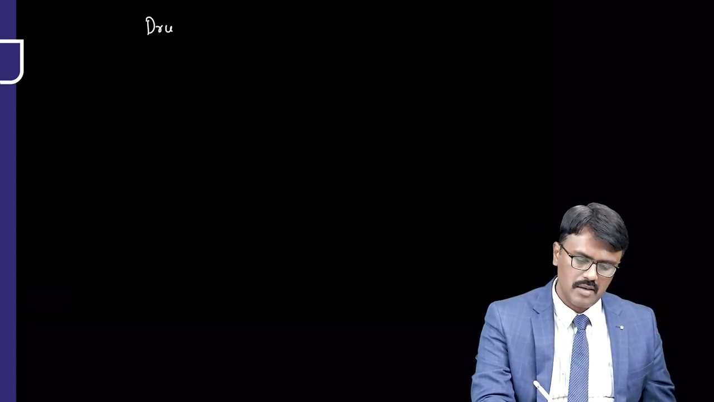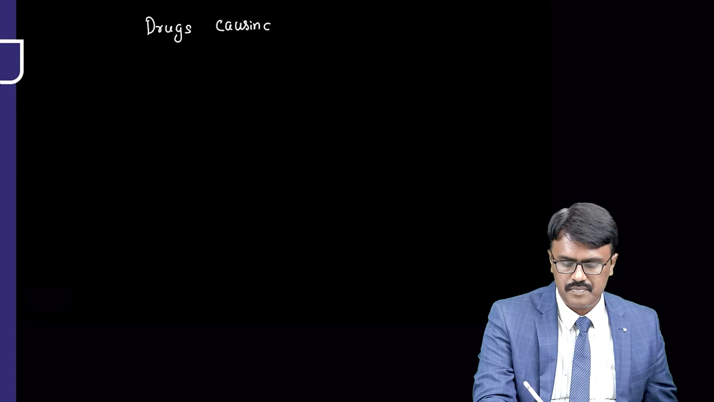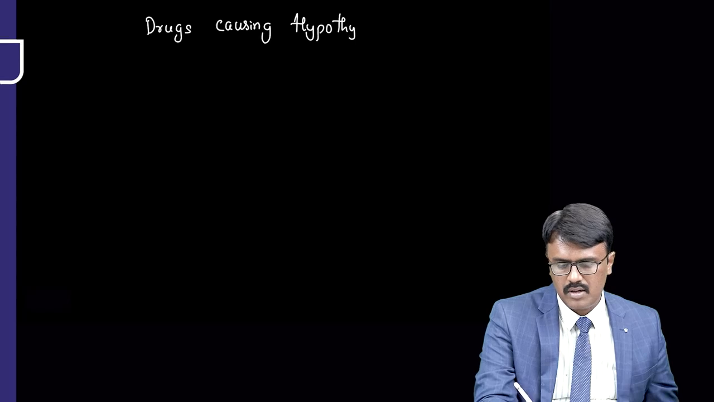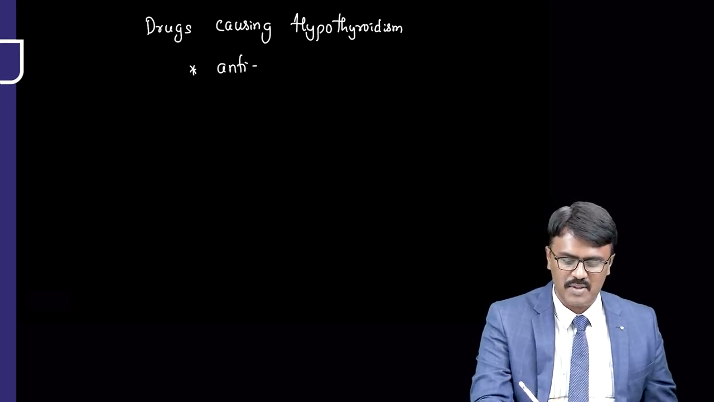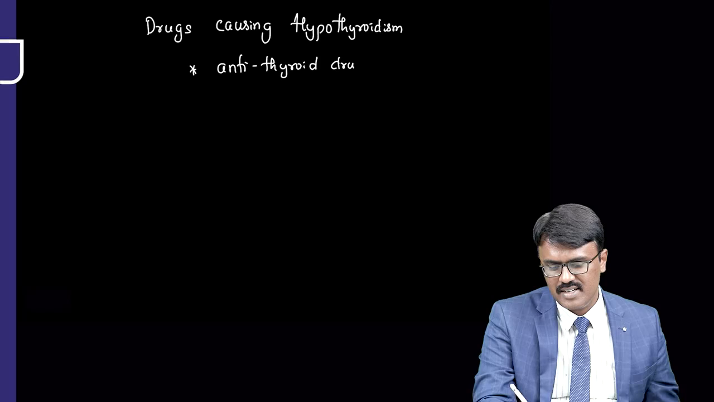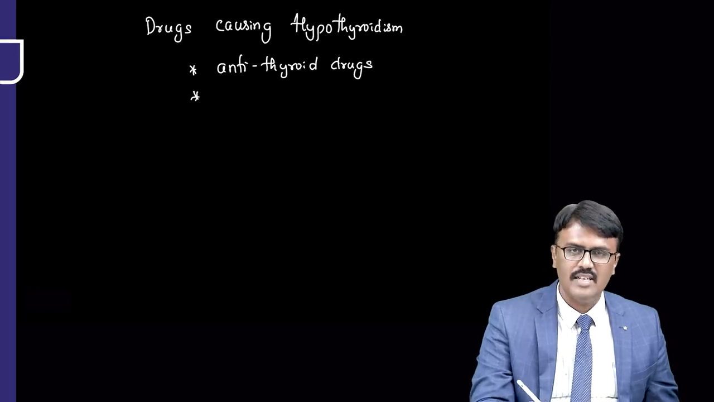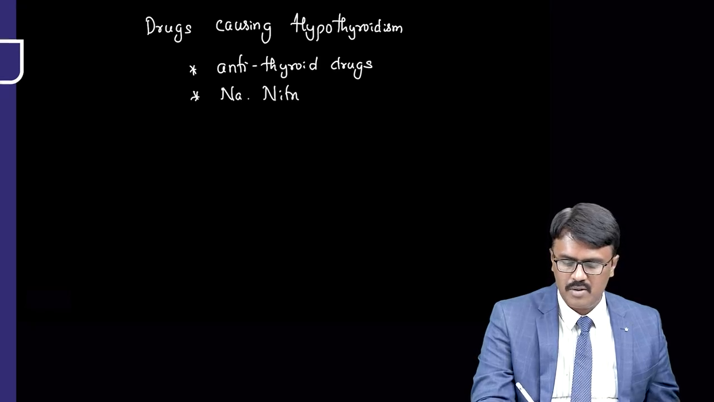Once we have understood the antithyroid drugs, there is a chance that they can also ask you in the exam, what are the drugs which cause hypothyroidism? I will give the important list. Mainly, obviously, antithyroid drugs, they produce hypothyroidism. The name itself is telling you. The next one is an antihypertensive called sodium nitroprusside.